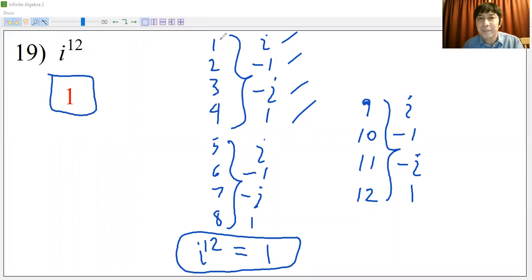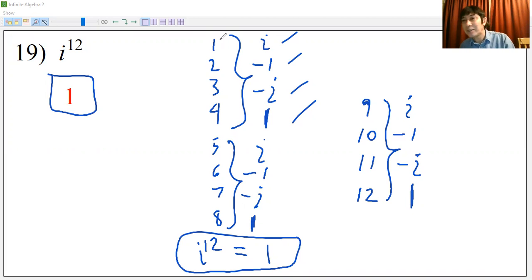So if the exponent is divisible by 4 exactly, then it falls here. It's 1. If it's 8, that's also 1. If it's 12, that's also divisible by 4 with remainder 0. That will still be 1.